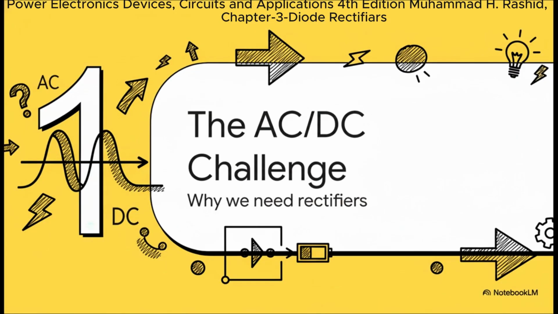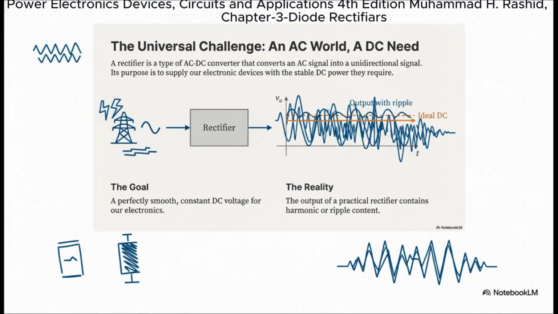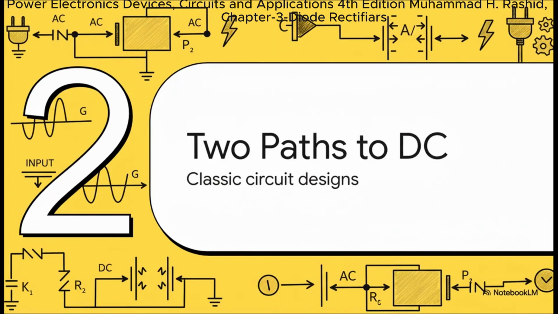Why do we even care about this stuff? Why is it so important? Well, the grid delivers this nice, clean, alternating current, AC. But our electronics, they're picky. They need this perfectly flat, stable, direct current, DC. That's our goal, that ideal straight line. But what do we actually get from a simple rectifier? We get this bumpy, pulsating mess. It's full of what we call ripple, and getting rid of that ripple is the core challenge in designing any power supply. So how do we make that first leap from AC to pulsating DC?